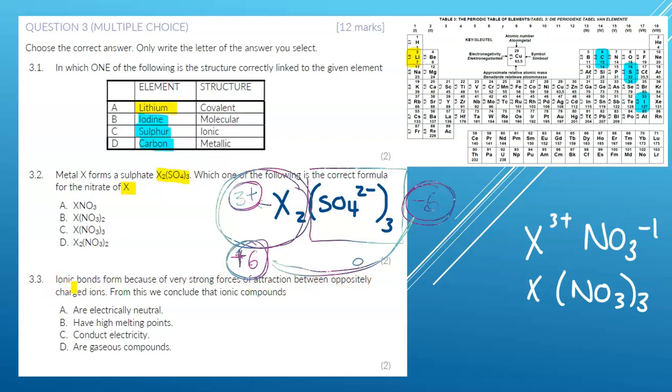So that is very true and nicely stated. And now they ask us a couple of things about ionic compounds, and we need to test each of these statements. So they say it's electrically neutral, they have high melting points, they conduct electricity, and are gaseous compounds. And we'll come back and test each of those statements.